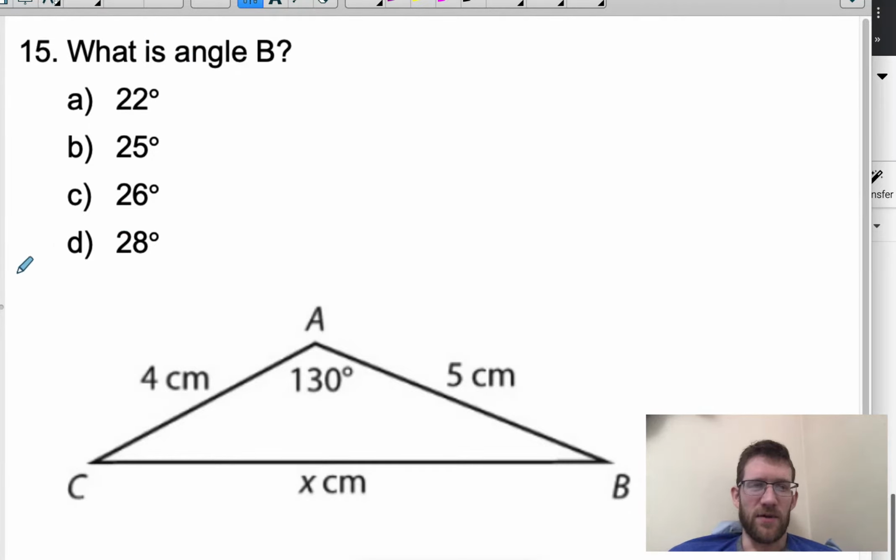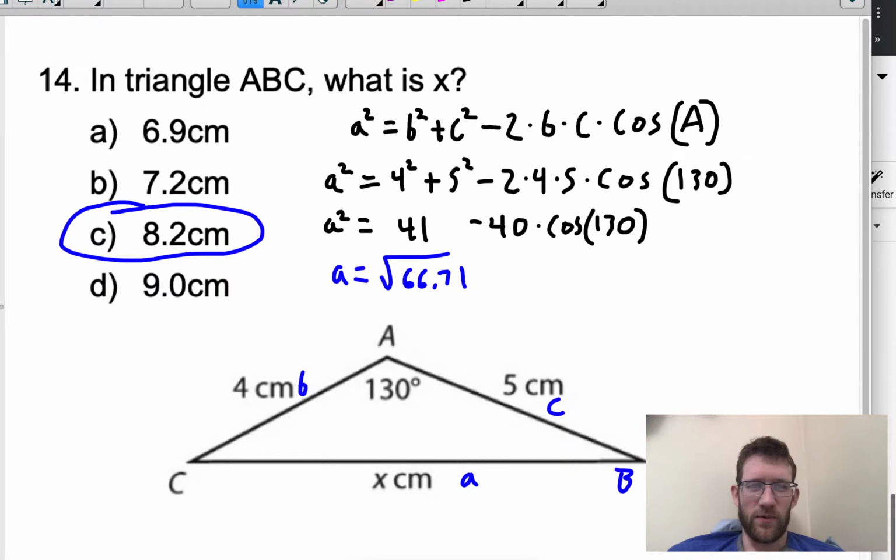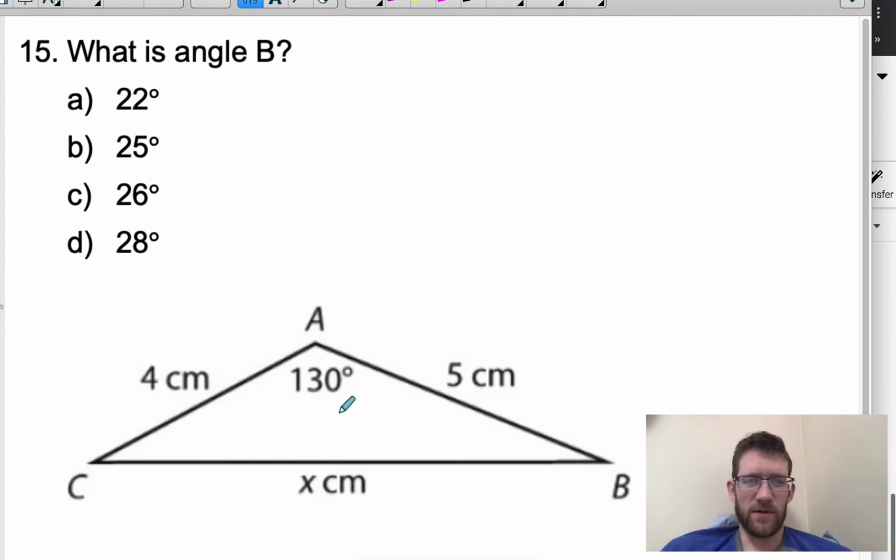Well, again, like I said, you have to know what the previous answer was in order to get this one. So angle C we determined, side BC, or X here, we determined was 8.2 centimeters, right? So I'm just going to put in 8.2. Okay, when we know a side and an opposite angle, then we can use law of sines in order to figure out our missing things.